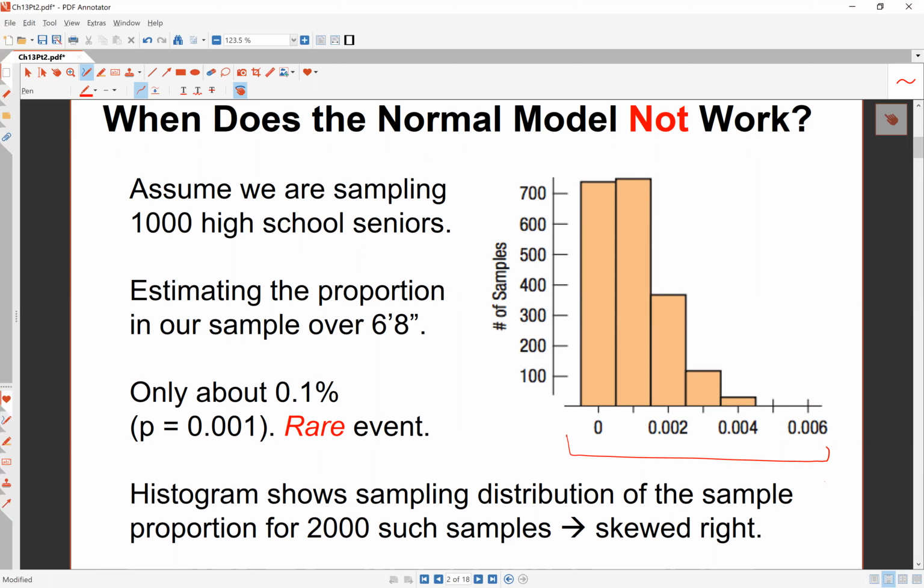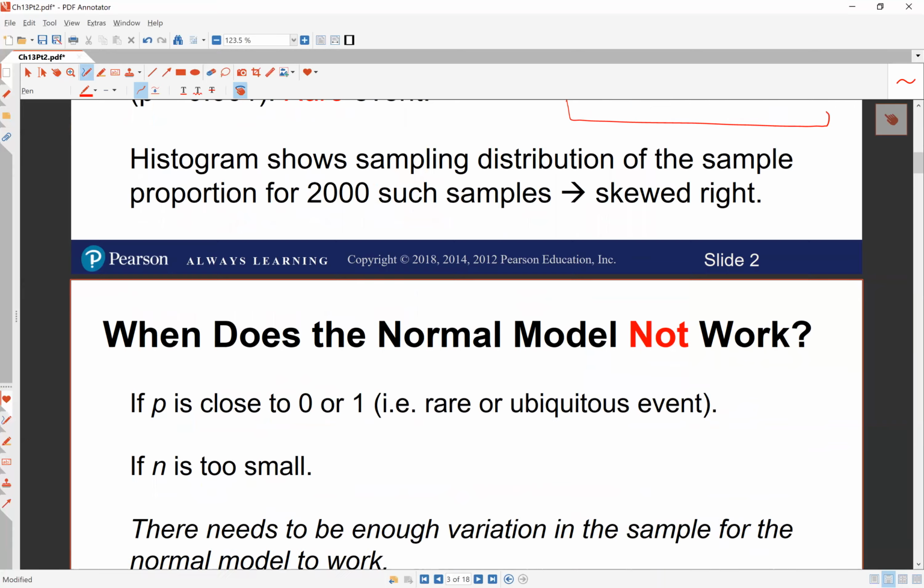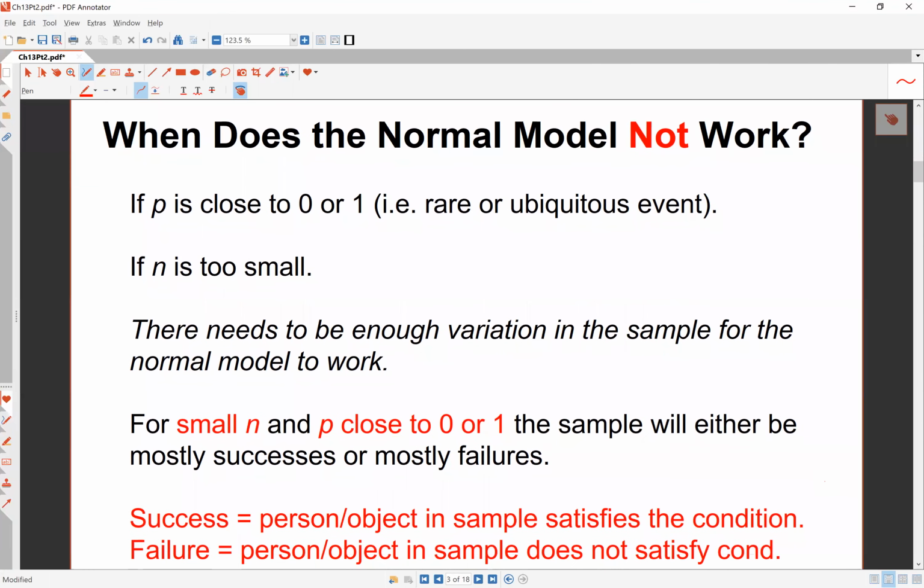So what exactly is going on? When are we going to end up with something that is not well approximated by a bell curve or by the normal model? Well, there are two important things that need to be considered when evaluating whether the normal model is applicable or not. Firstly, if p, and remember p is the true population proportion, is very close to 0 or very close to 1, the normal model is not going to work.